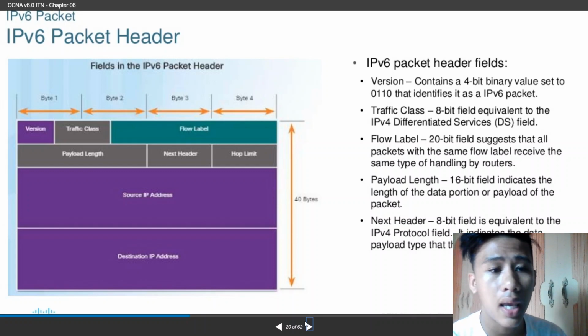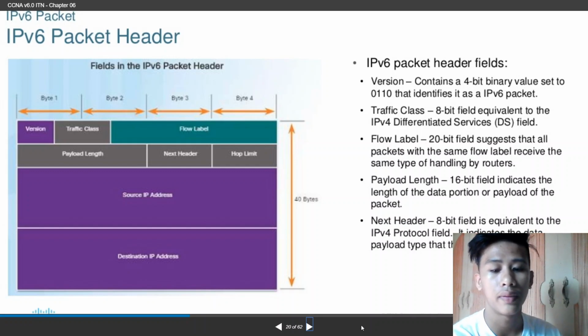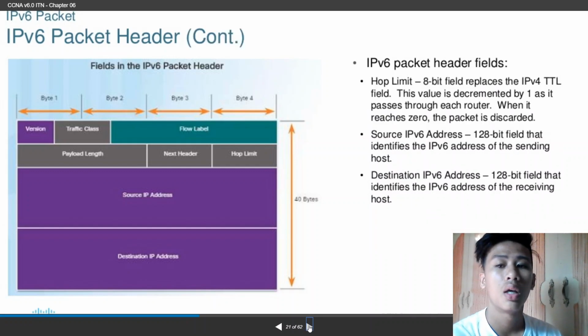The IPv6 packet header has a version, traffic class, flow label, payload length, next header, and it contains 6 header fields. And also the hop limit, source IPv6 address, and destination IPv6 address.